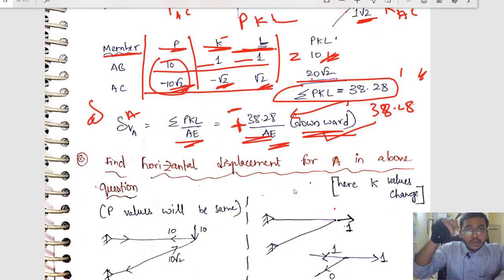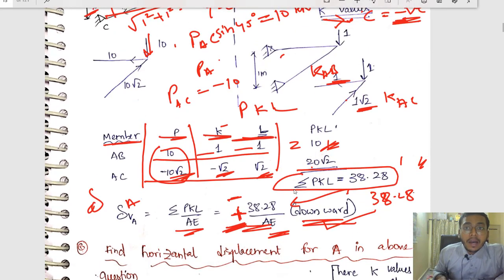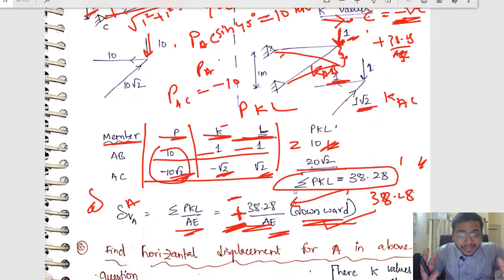I'm talking about the unit load which you are applying. If I get a positive value, that means your deflection is in the direction of the applied unit load. See here, the applied unit load, my 1 kilonewton, one unit, was downwards, right? So positive 38.28 by AE means the deflection is also in the direction of this unit load. So it got deflected something like this. Okay, I hope you are clear.